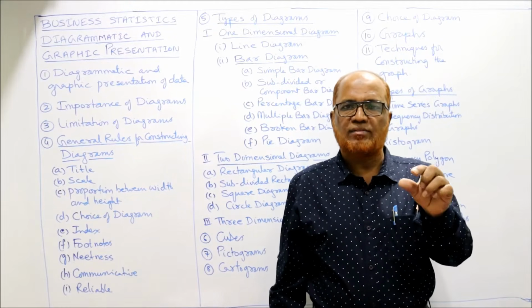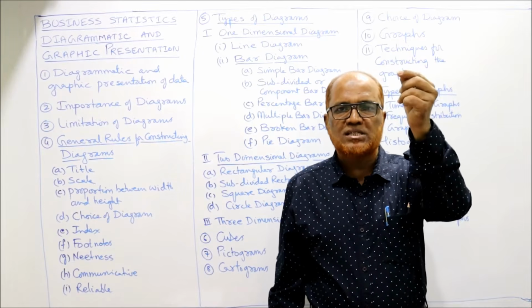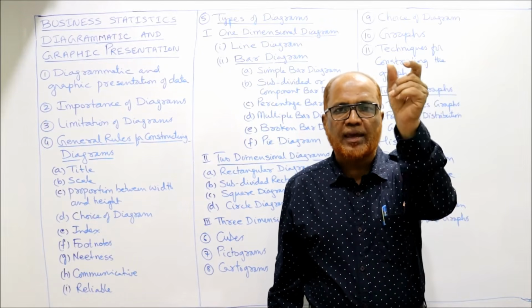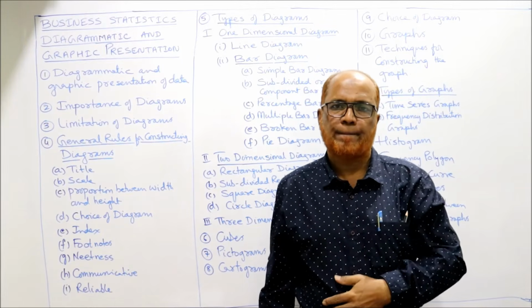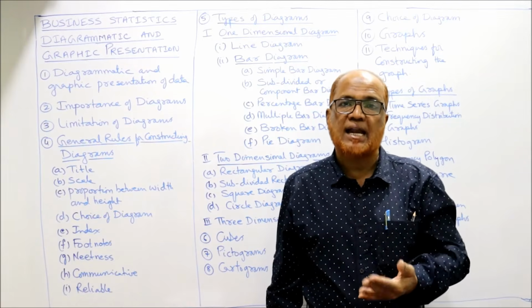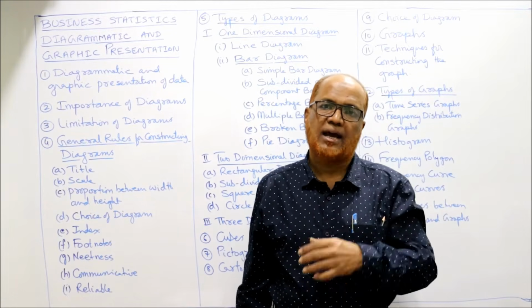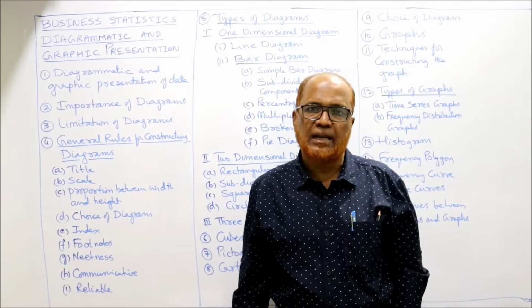On the x-axis we have taken the year, on the y-axis we have taken the sales. So instead of putting just a mark, we are drawing a rectangular bar depicting the sales of each year. So this is more attractive, more understandable than simply a line diagram. That's why the bar diagram is becoming more and more widely used.